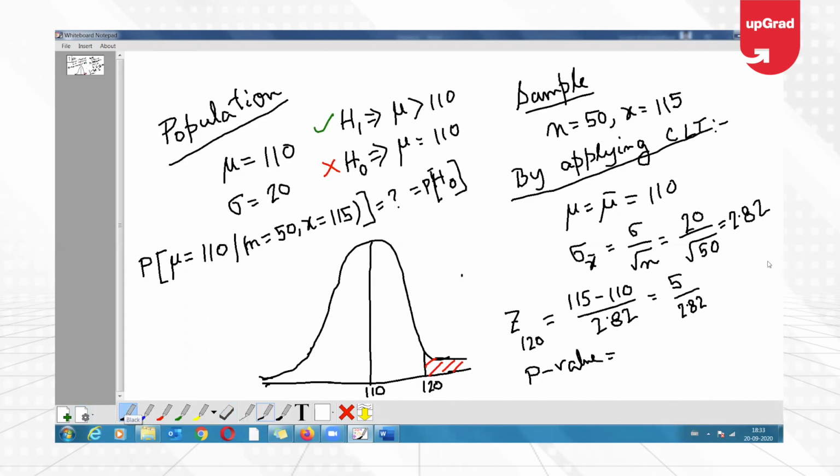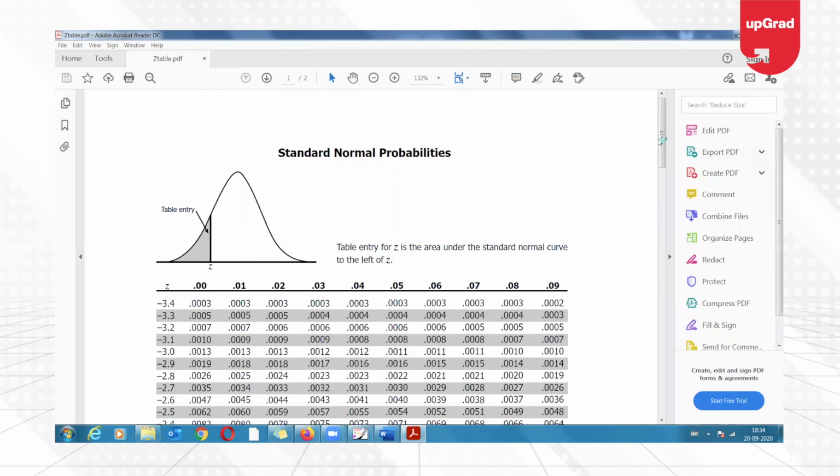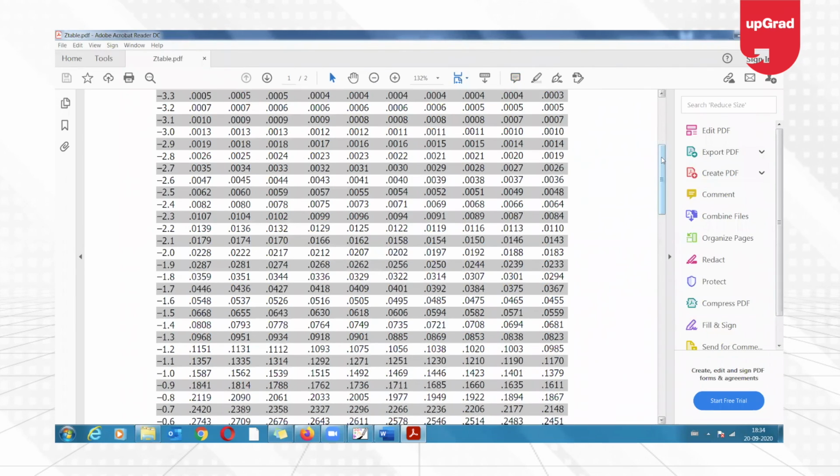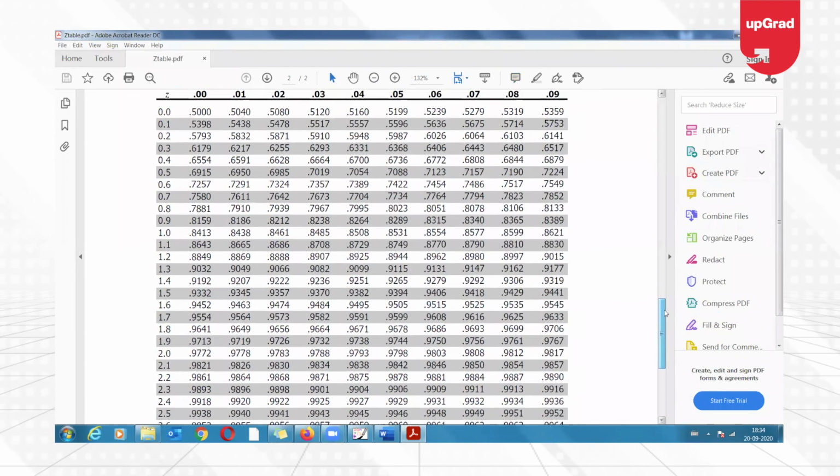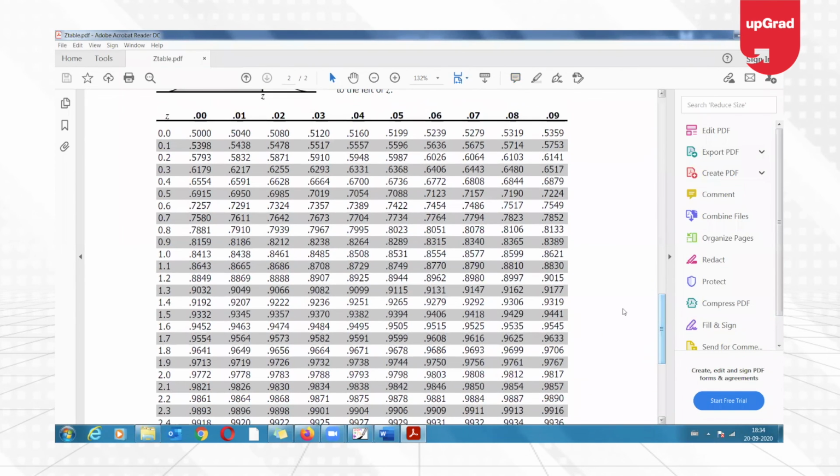So this value now becomes 1.77. Now if this becomes 1.77, then let's try to figure out the p-value from the z table. So this is the z table. So 1.77 will be, no, this one.